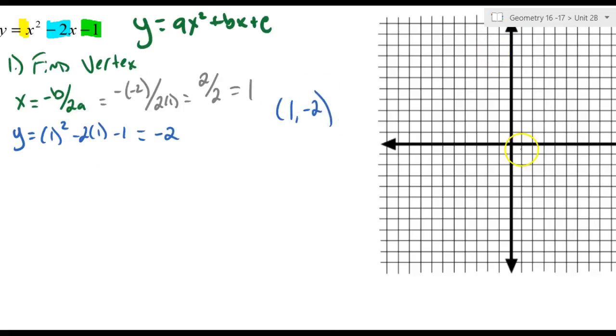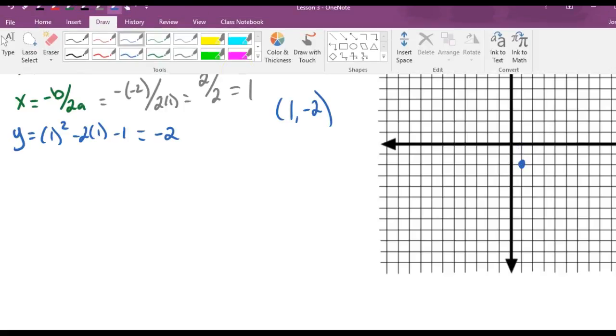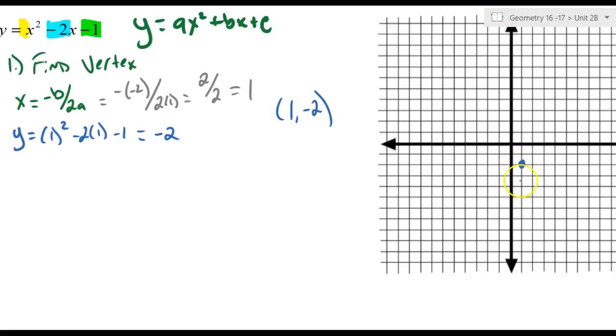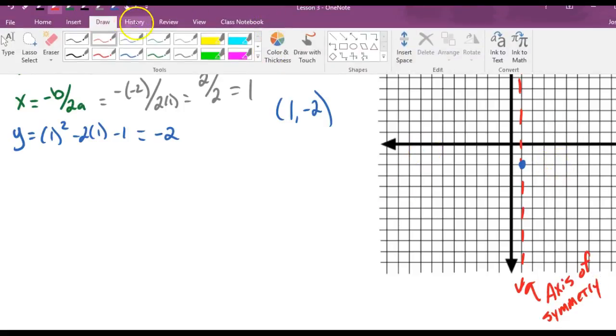So I go over here to my graph, 1 to the right, down 2. This is my vertex. So not only is my vertex here, but we also know our axis of symmetry is going to go straight through this. Okay, so I want to label this as our axis of symmetry. Basically everything that happens on the right side is going to be reflected over to the left side.